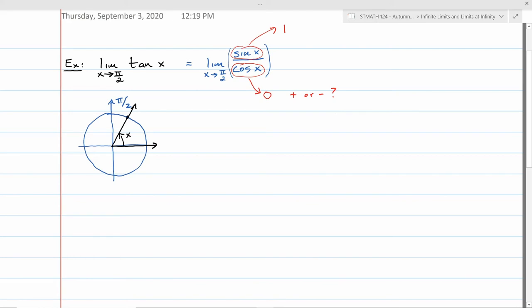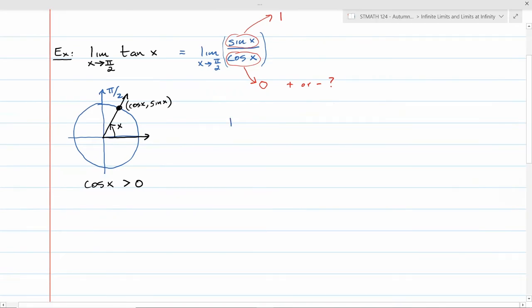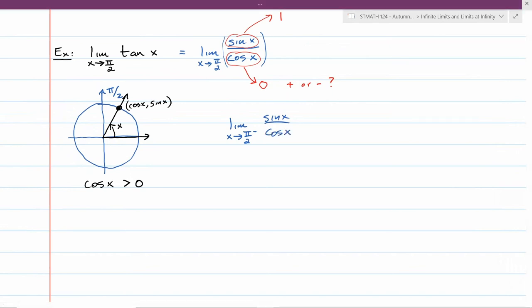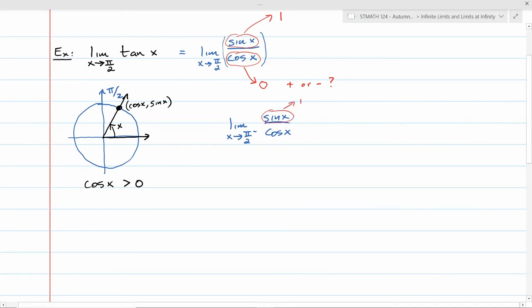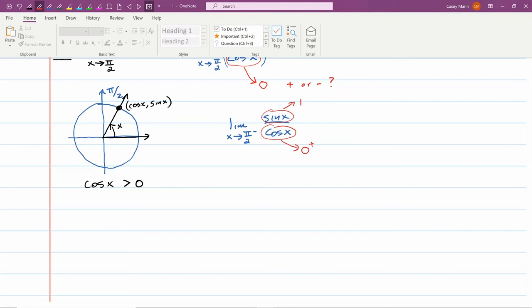Now remember, on the unit circle, the cosine of x is the x coordinate of the point where the terminal side of the angle crosses the unit circle. I can see just by looking at this graph that the x coordinate is to the right of the y axis, so the cosine is going to be positive. So in this situation, cosine of x is greater than 0. I can look at the limit as x approaches pi over 2 from the left of sine of x over cosine of x. The numerator's going to 1 still. The denominator's going to 0, but I'm getting positive values of cosine.